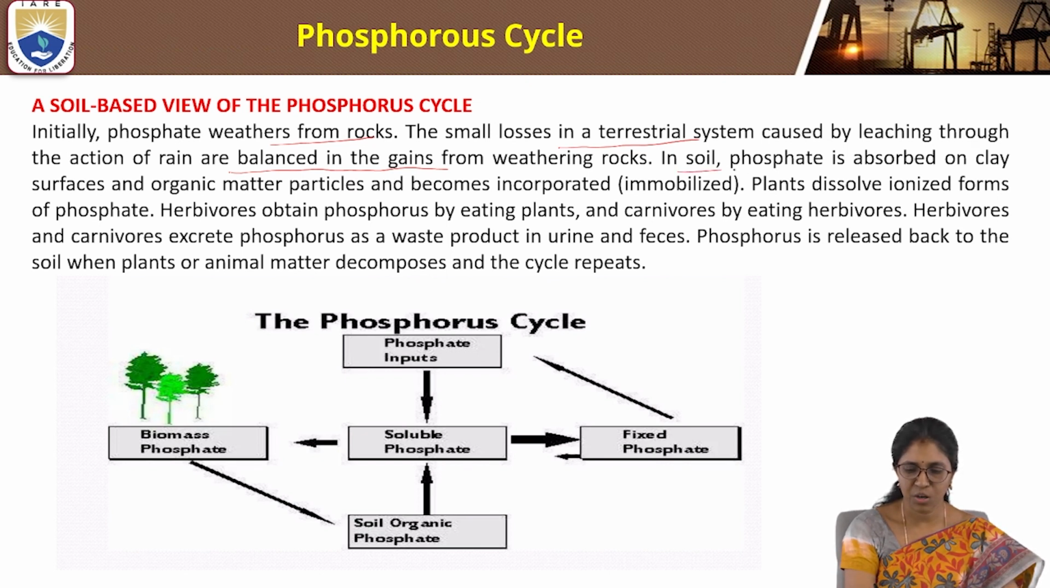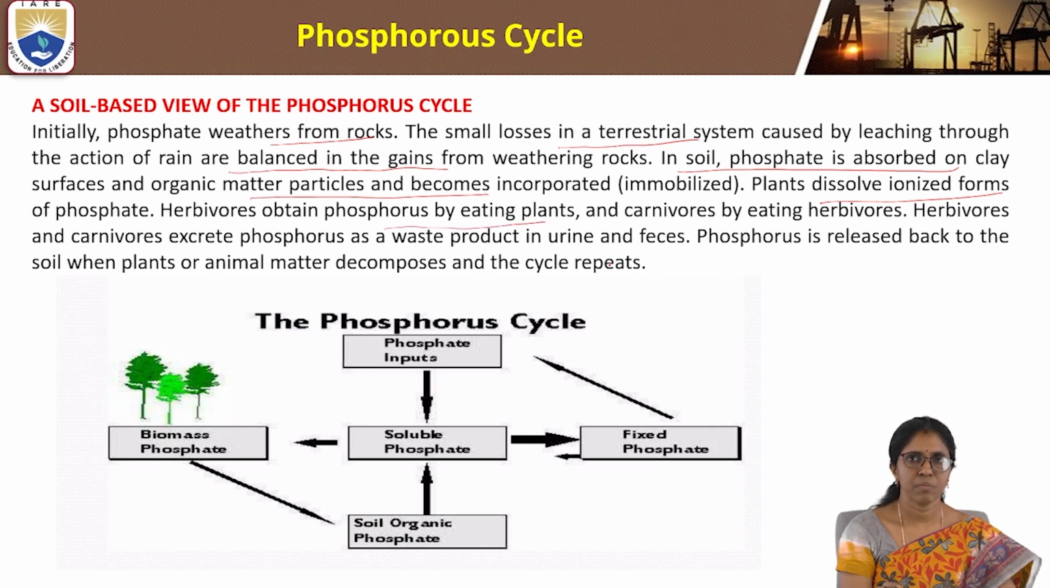In soil, phosphate is absorbed on clay surfaces and organic matter particles and becomes incorporated, so it becomes immobilized. Plants dissolve ionized forms of phosphate. Herbivores obtain phosphorus by eating plants.